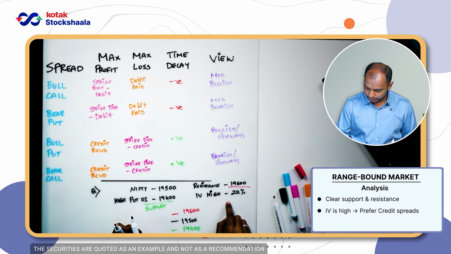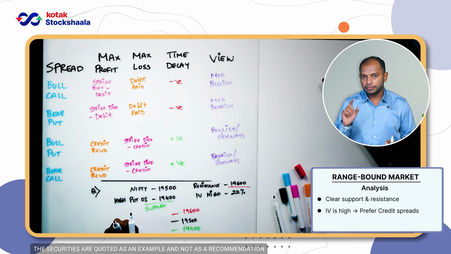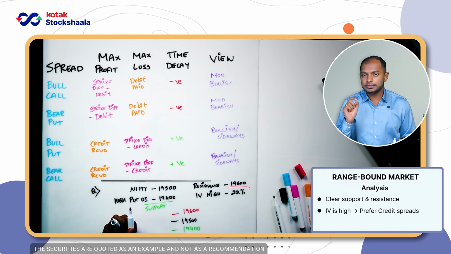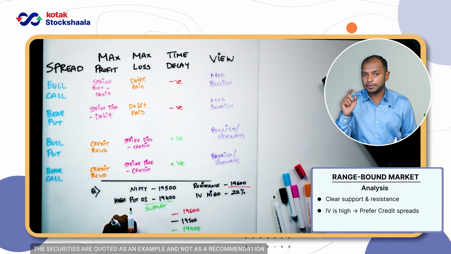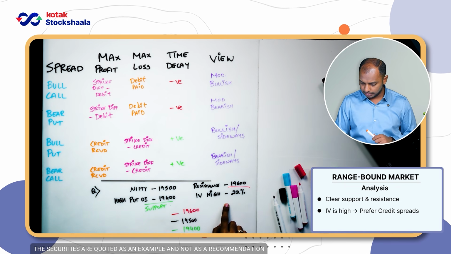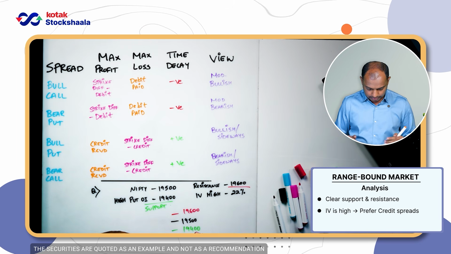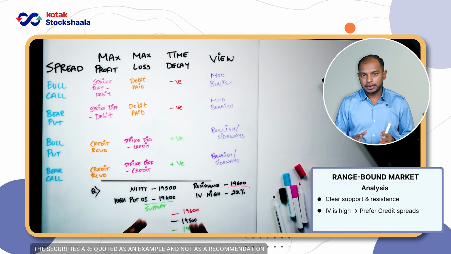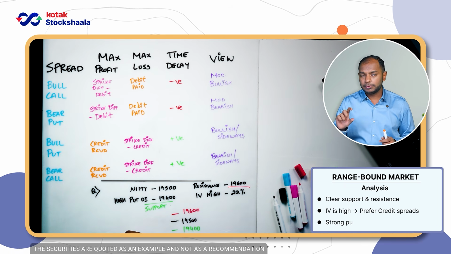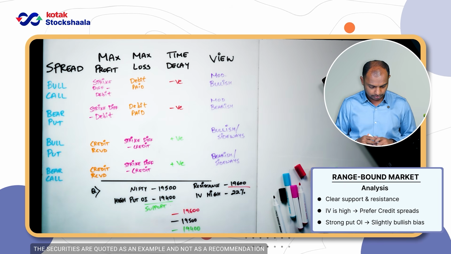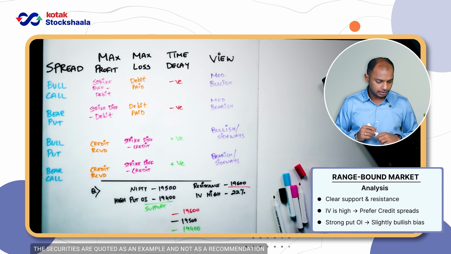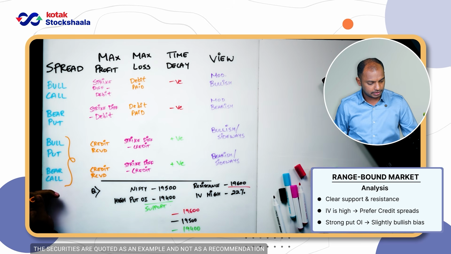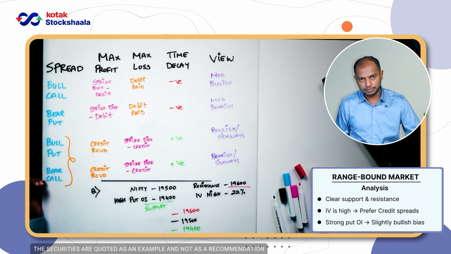And IV is high, which is 22%. So what did we just learn? We just learned that we have to use net credit spreads when the IV is high and we expect it to drop. So since IV is high at 22%, and since there is support and resistance right above and below the present market price, the market is expected to be range bound or slightly bullish because of the high put OI. So we are going to first finalize that we're going to choose one from the net credit spreads, that is either a bull put spread or a bear call spread.